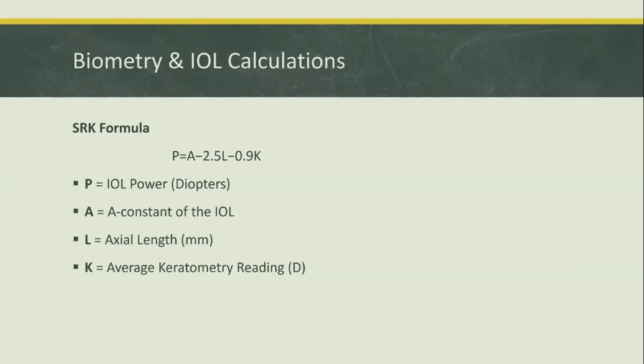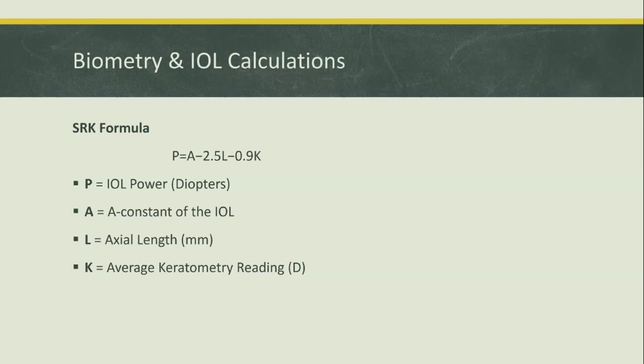A is the A constant of the IOL. A constant varies for different IOL companies and materials. So we need to check with the company on which lens we are going for and what the A constant is. L stands for axial length, in mm values, and K stands for average keratometer readings.